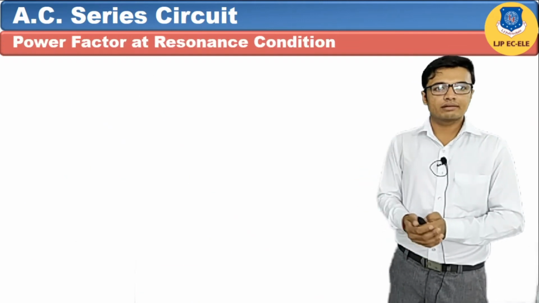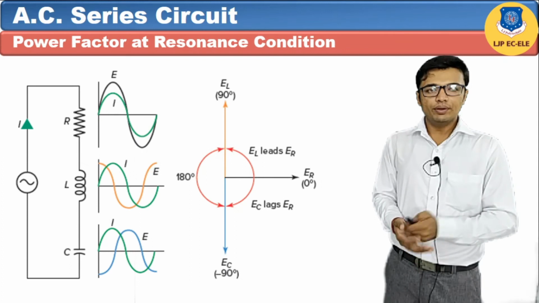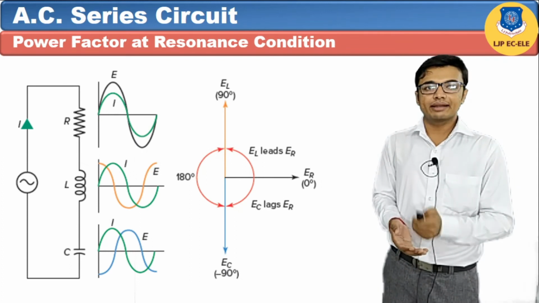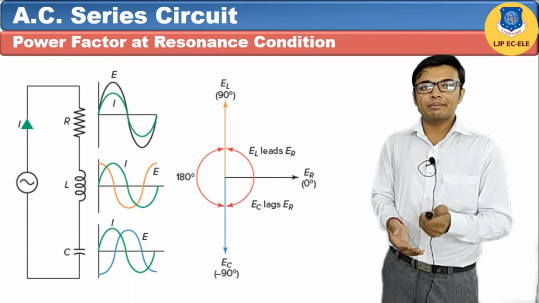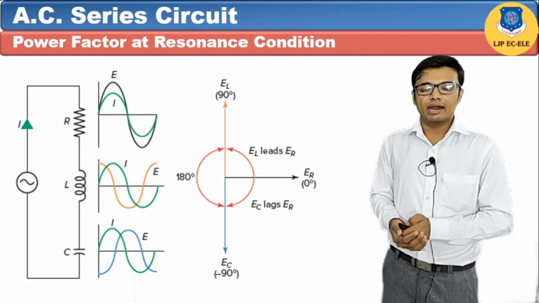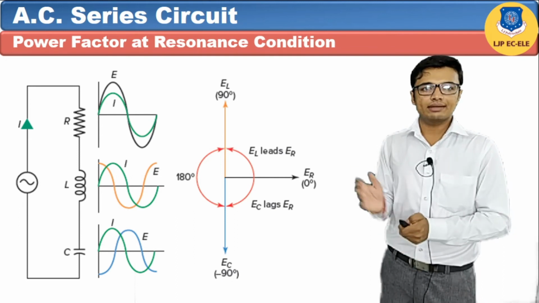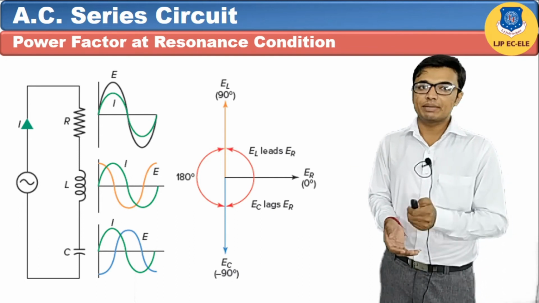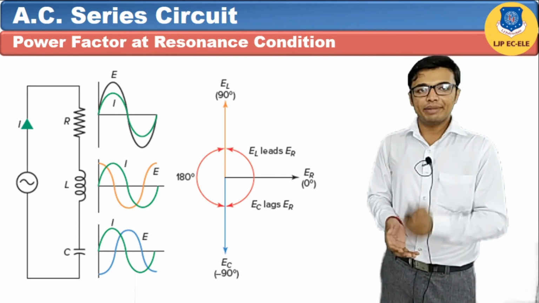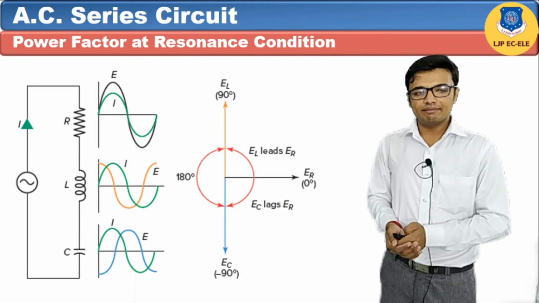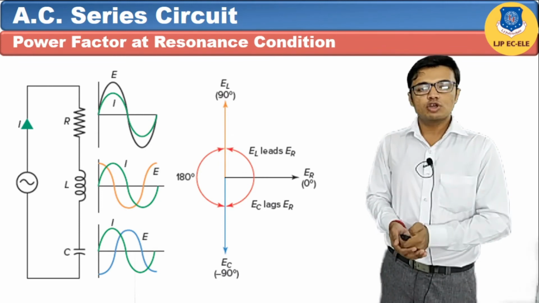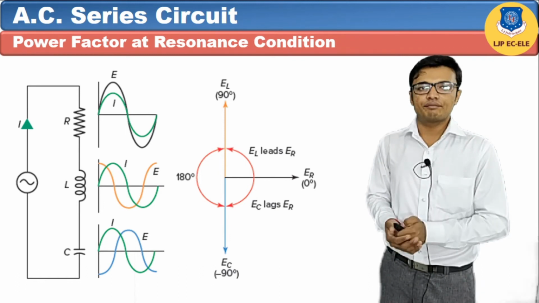Let's see power factor at resonance condition. As we know, before the resonance condition, the value of capacitive reactance is greater than inductive reactance, and the circuit becomes capacitive. Hence the power factor of a capacitive circuit is always leading. At the time of resonance condition, inductive reactance and capacitive reactance become equal. So here VL and VC become equal, and circuit impedance becomes circuit resistance. Hence the circuit becomes purely resistive, and the power factor of a purely resistive circuit is always unity. So during resonance we get unity power factor.